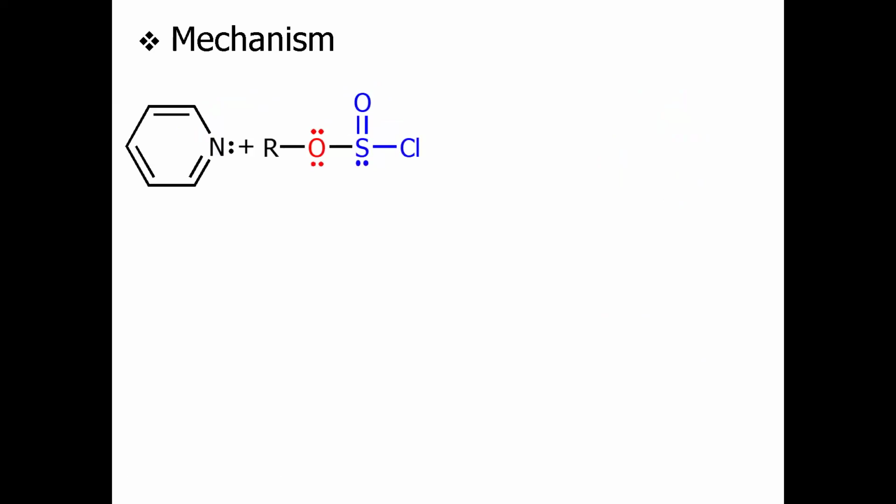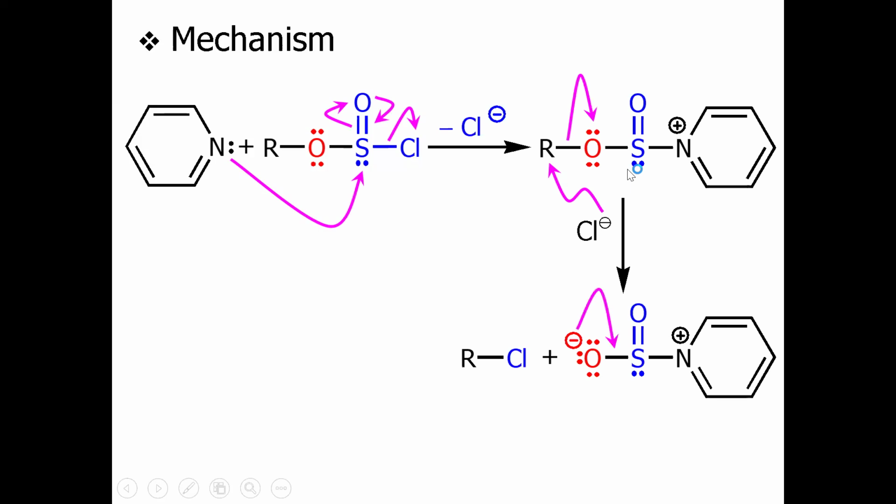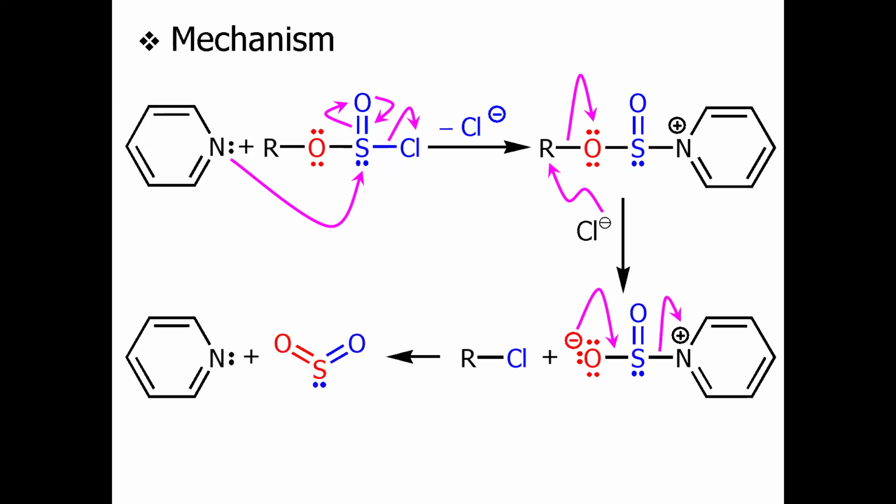Now, what happened? This ROSOCl. Now, pyridine acts as a nucleophile to depart the chloride ion, ultimately giving you this intermediate. Now what happened? This chloride ion, which has departed from here, will act as a nucleophile over this carbon and ultimately evolve sulfur dioxide gas along with the pyridine, and of course the required alkyl halide as well, which is the alkyl chloride in this specific example.